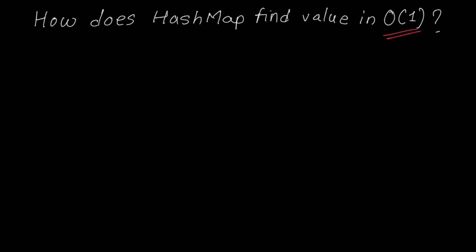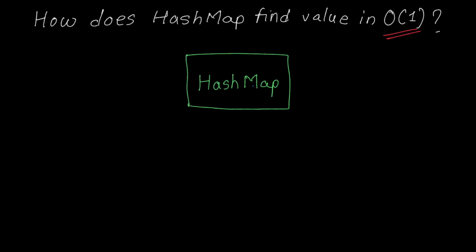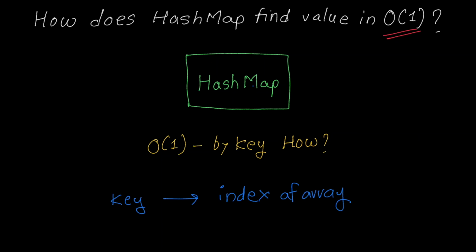What can be done? This is where HashMap comes into the picture. So what is the trick here? Basically, how does HashMap get O(1) by using the key? At a high level, HashMap converts a key, or any other object that it uses as a key, into an index of an array so that we can retrieve with the index. That is the trick in a HashMap.